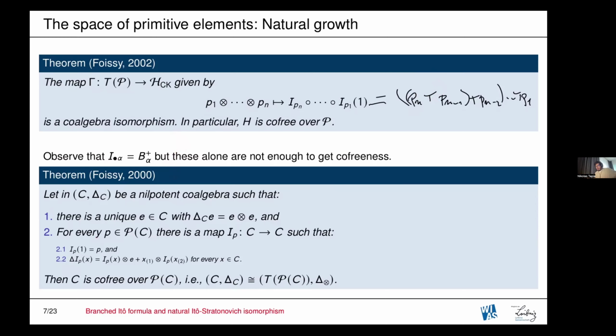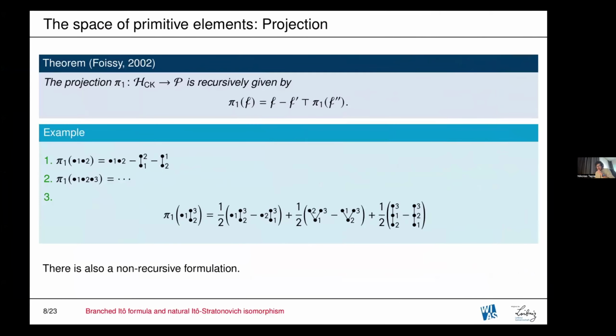Okay, so now the question is, I have a nice way of decomposing at least partially the Connes-Kreimer Hopf algebra in terms of primitive elements. So again, how do I find these primitive elements? And the answer is, I have a projection from forests, so any element in the Connes-Kreimer Hopf algebra, onto the primitives, recursively defined like this. So this uses the reduced coproduct, as you can see here, applies pi1 recursively to the right factor, and then applies the natural growth operation in the middle.